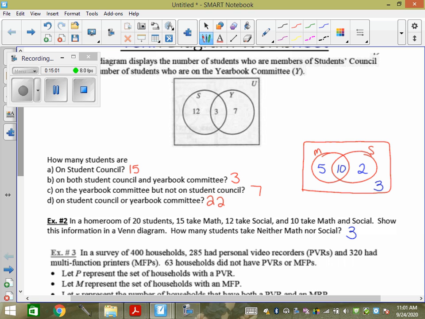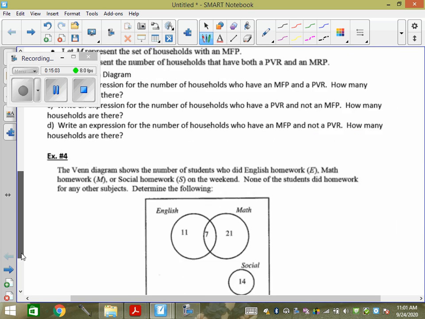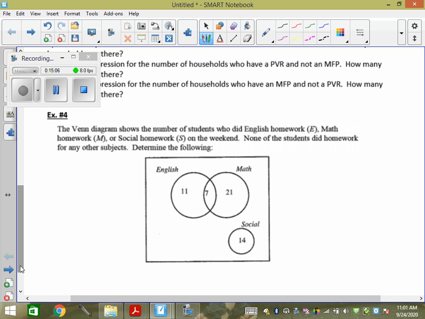Okay? We're going to go down to example 4. So the Venn diagram shows the number of students who did English homework, E, math homework, M, social homework, S. What can I say about the social and English people? Those sets, what are they? They're disjoint because there's no overlap. What else is disjoint? Math and social, because there's no overlap. Yes, you got it. Didn't think anyone would get that. You got it. All right.